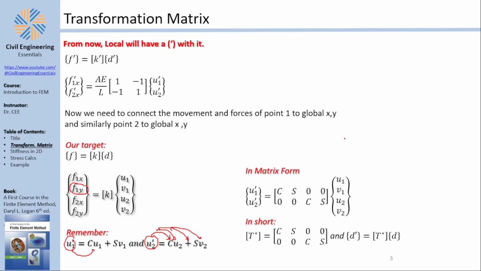Because I said before that a point could move globally in the x with a movement called u, and globally in the y with a movement called v, causing an extension of the element. But those movements we don't care about. What we care about is any extension in the direction of the bar.